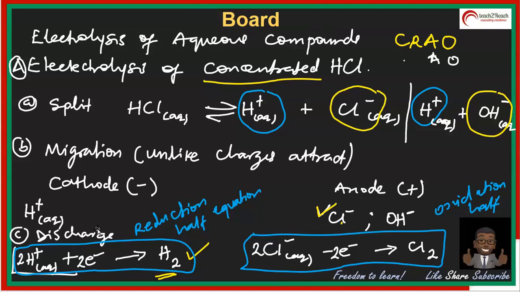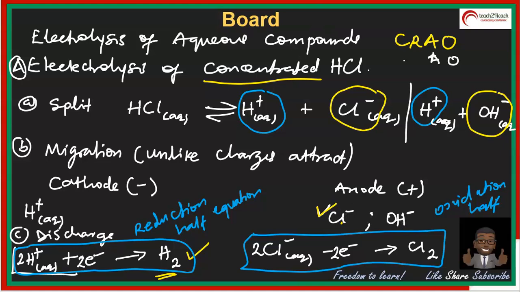Now let's look at the cathode first. Here, it's only hydrogen that migrated there, and so we have the reduction half equation taking place here, and at the anode we have the oxidation half equation taking place. But the question is, why was chloride selected? Chloride was selected because this is electrolysis of concentrated hydrochloric acid. So it means that concentration took the upper hand over hydroxide.